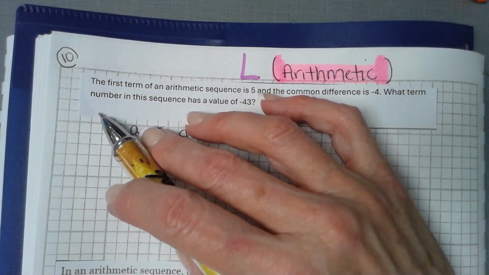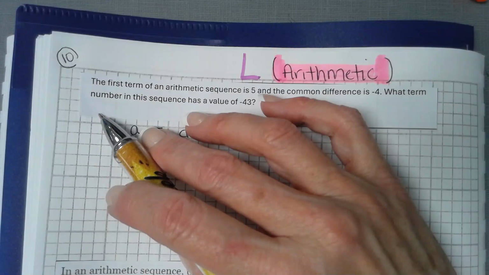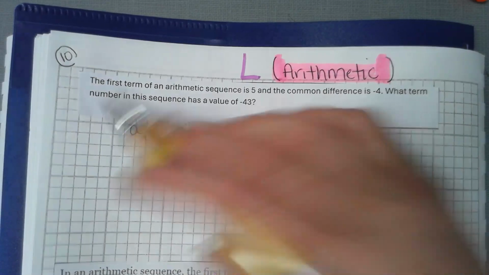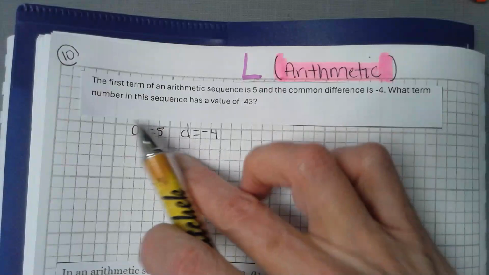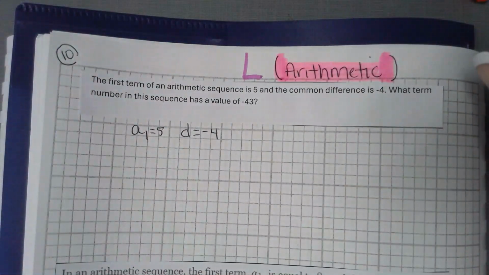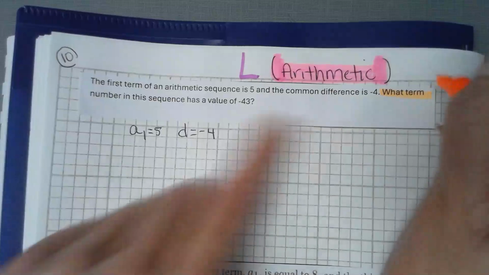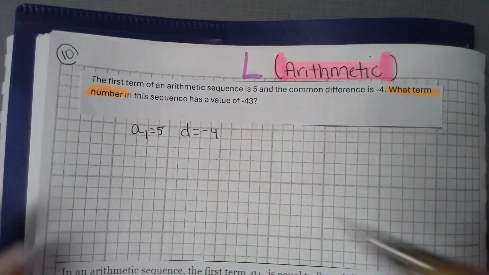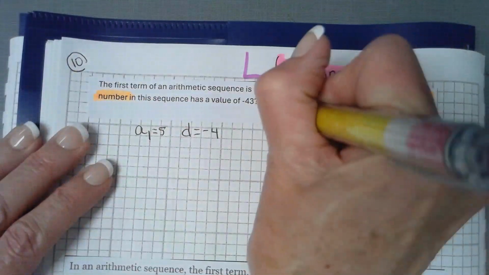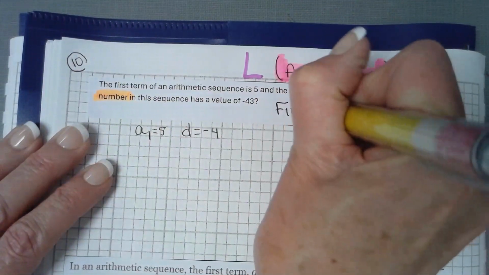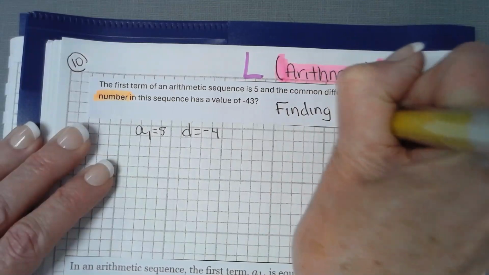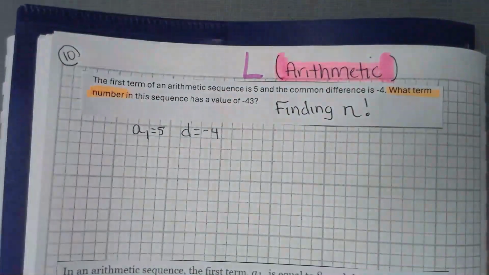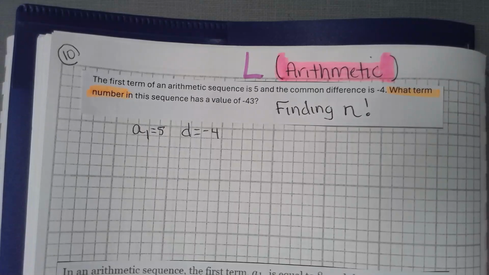Y'all, we don't know n. That's what we've got to find now. What term number in this sequence has a value of negative 43? So you might want to highlight what term number, because we have to find n. We are finding n. That's different than what you did all last week, y'all.